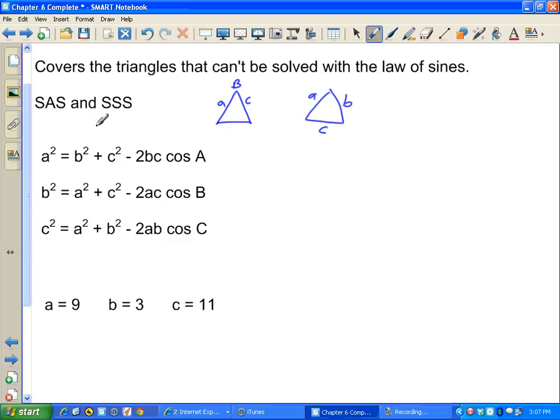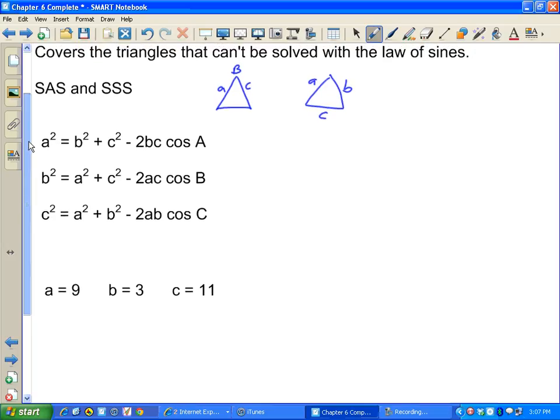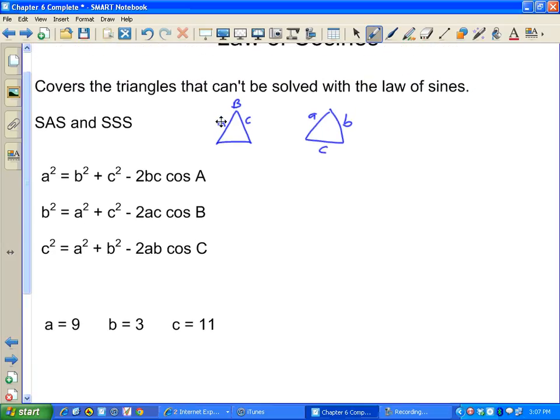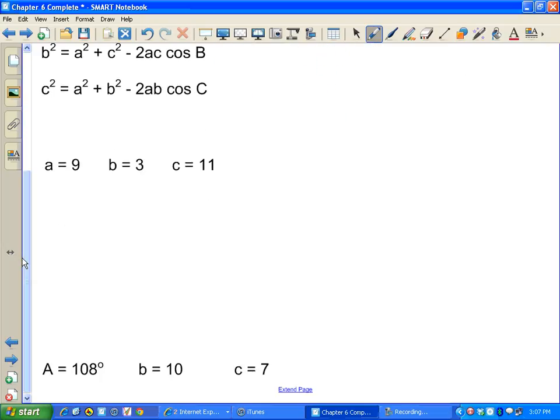So these are the cases where we need to use the law of cosines, and we're just going to use it so we can get one more thing, and then we're going to switch back to the law of sines to finish the problem. For both of these types of problems, there's only going to be one answer. So you can eliminate the extra step that you get from the law of sines when you have that special case.